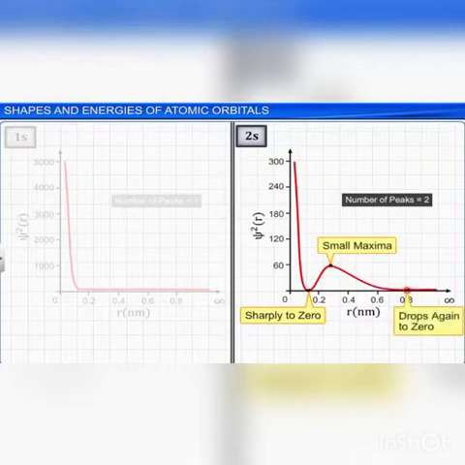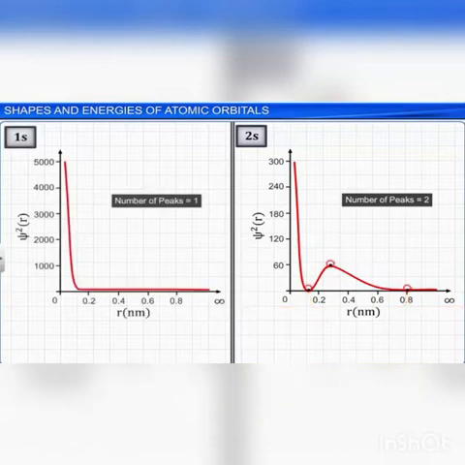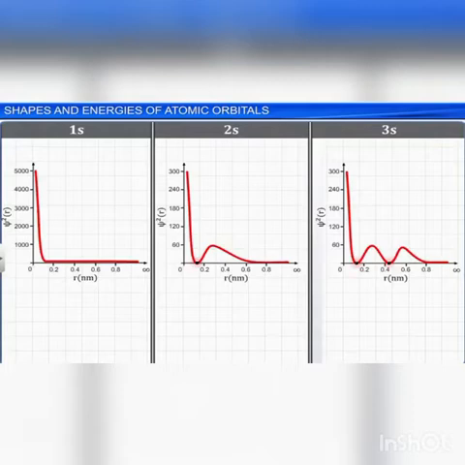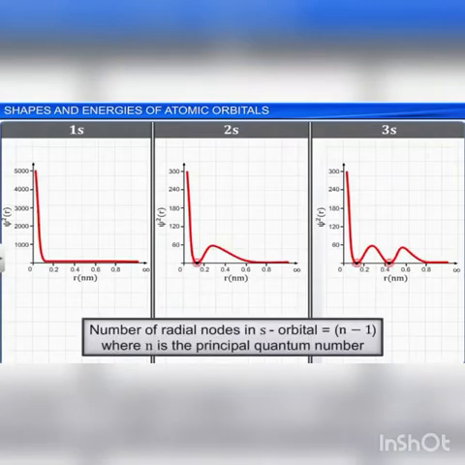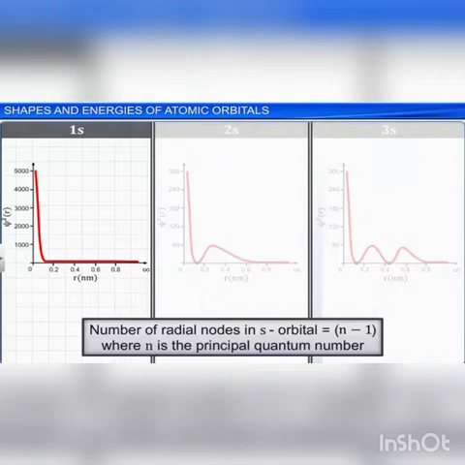The region where the probability density function reduces to 0 is called radial nodes or nodal surfaces or nodes. For s orbitals, the number of radial nodes increases with the value of the principal quantum number n and is found to be equal to n minus 1. Therefore, the 1s orbital does not show any nodes, whereas 2s and 3s orbitals show 1 and 2 nodes respectively.